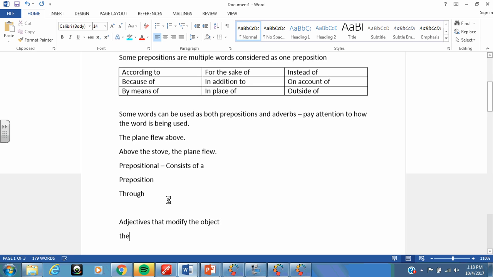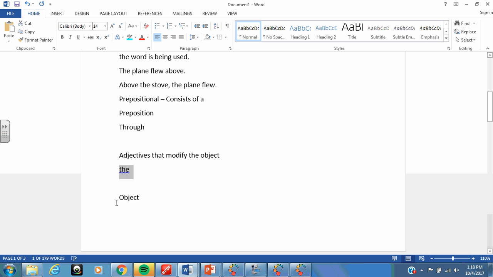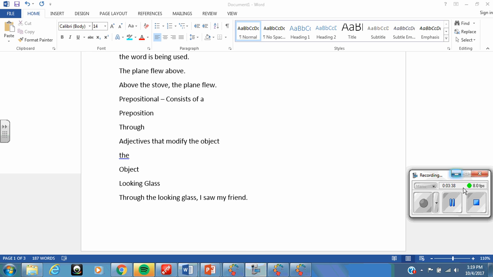So in this particular instance, through is your preposition. The is the adjective modifying the object, and looking glass is your object. So if I put it together, it would say, through the looking glass, I saw my friend. Breaking it down, through is your preposition, looking glass is your object, and the is the adjective that is modifying the object.